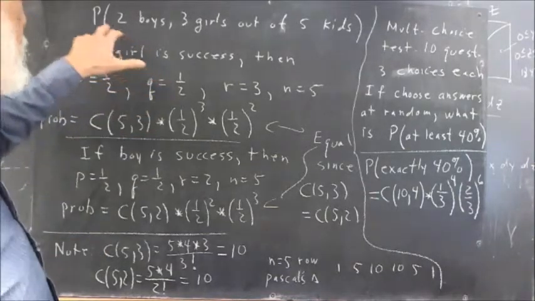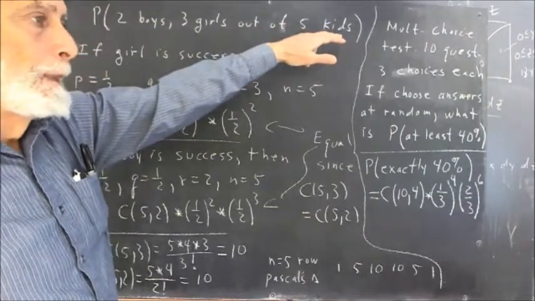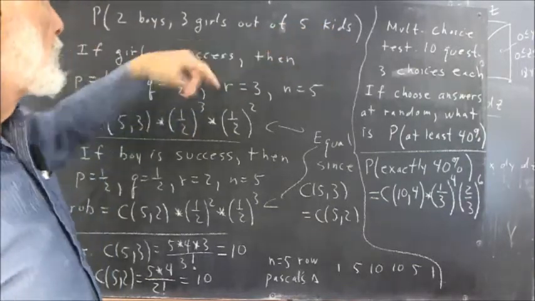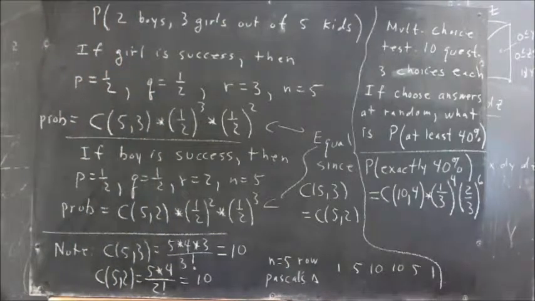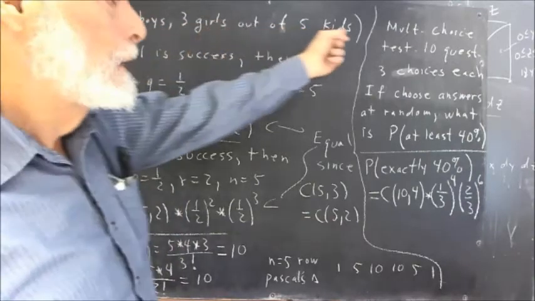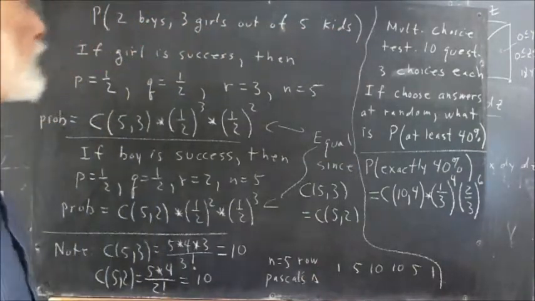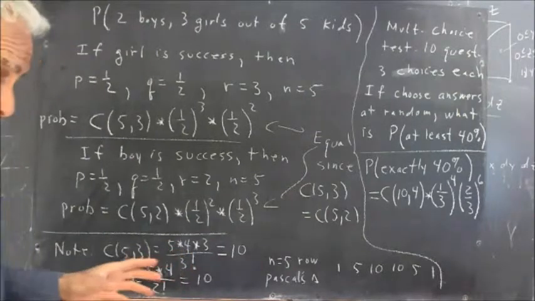Okay, let's think of the probability of 2 boys, 3 girls out of 5 kids. Assuming the probability of a boy on any birth is 1/2, the probability of a girl is also 1/2. Can you apply the binomial probability analysis to this situation? You should stop and think about that.